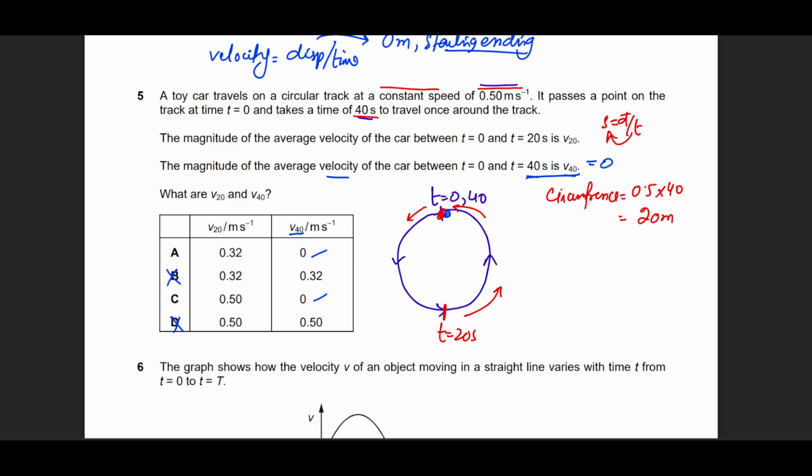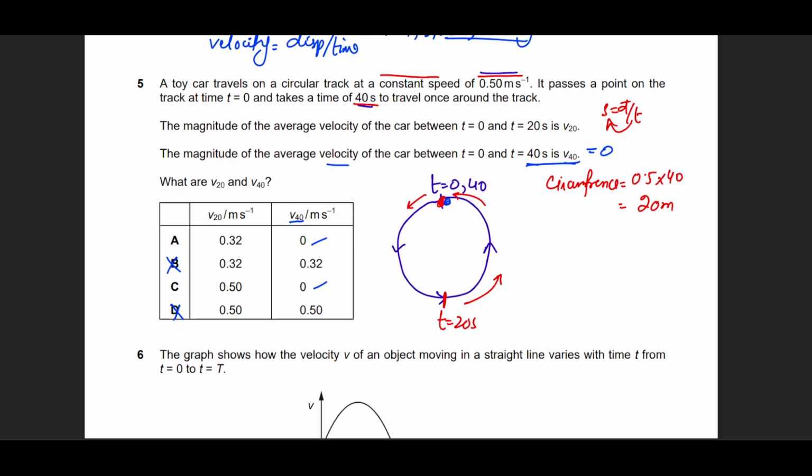Now, what to do about this V20? You see, V20 requires that this should be our displacement. So this will be our D20 displacement, and time, of course, is already given to us as 20 seconds. But how to find this distance? Now, if you want to find this distance, of course, we need to find out the radius, because it's exactly in front of this. So this will be actually 2 times radius, or this is basically the diameter, however you want to say this. So I'm going to use the circumference as 20 meters equals 2 pi r, right?